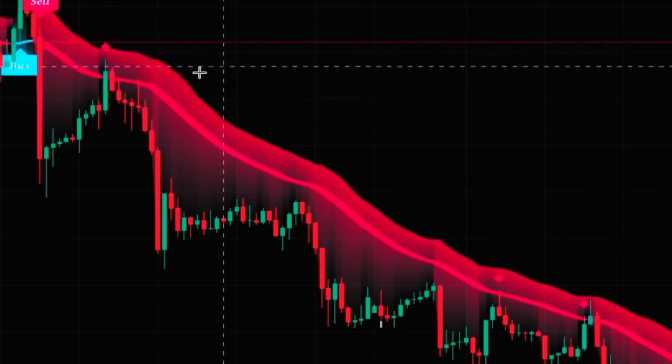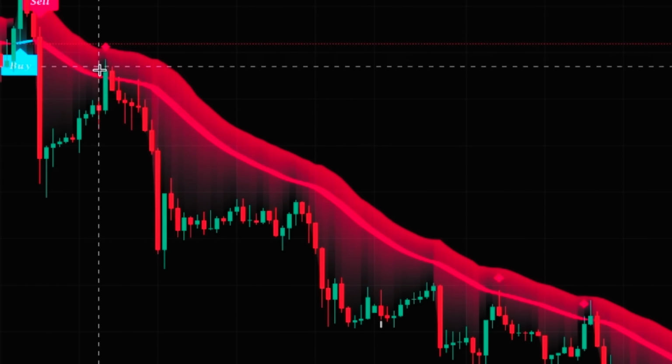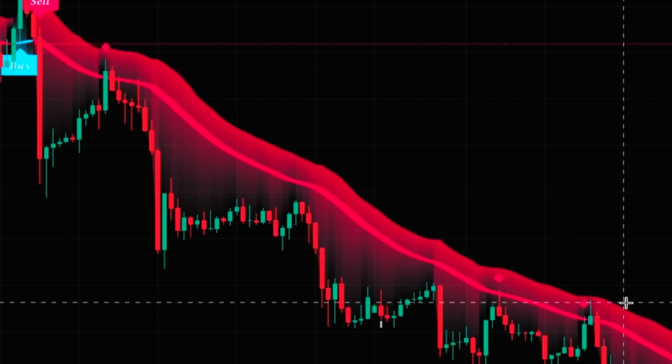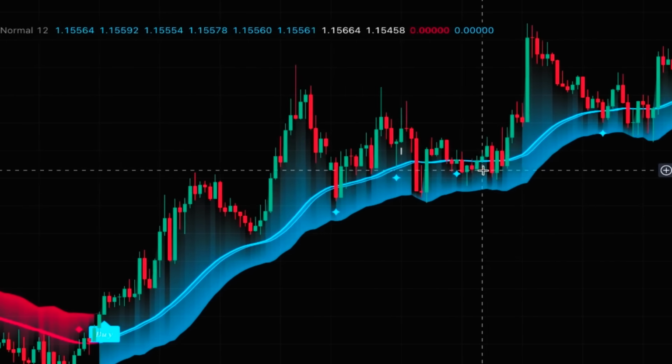This indicator also shows a retest signal. Whenever the price reaches the baseline, a signal is shown by the indicator and it can provide an opportunity to enter a trade in the pullbacks inside a trend.